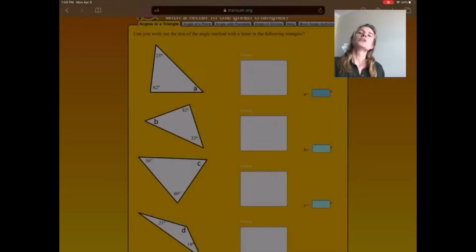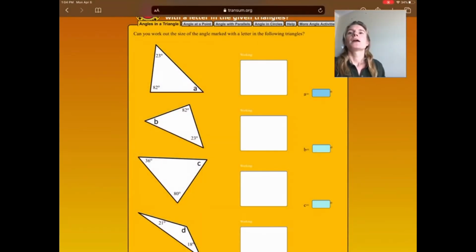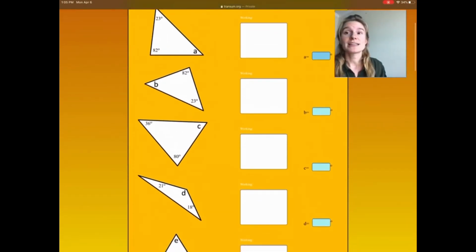Right then, girls. So your tests today, you have got to find our missing angles. So you can see the first one there. You've got 23 degrees, 82 degrees, and that one is missing. So A. What does it have to equal? 82 plus 23 plus A equals what? 180. So we're going to have to add 82 and 23 together and then subtract that from 180 and it will give us our answer. There's a little box there you can do your working in as well.